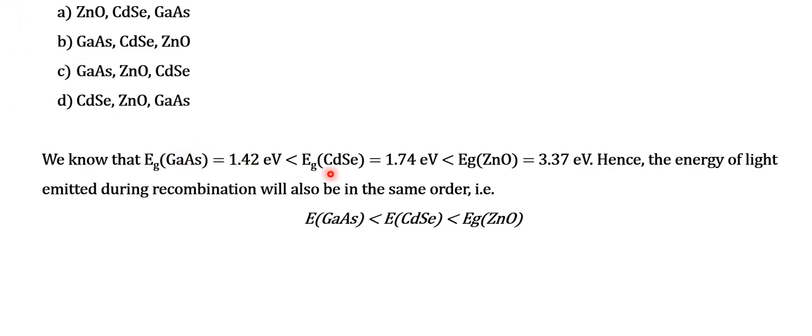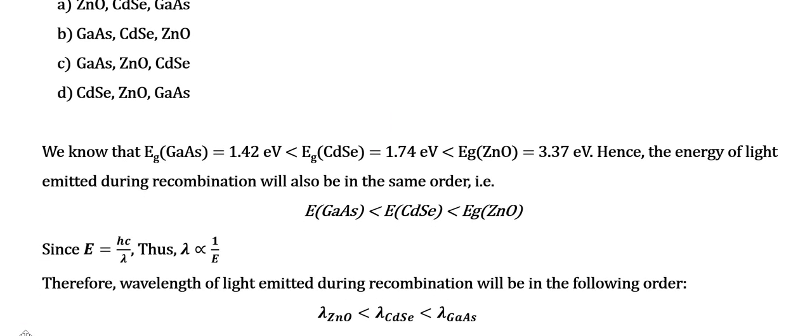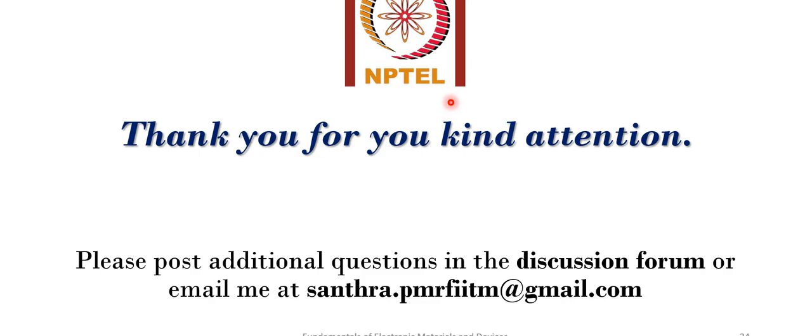So if you don't remember the actual values, please try to keep the order in mind. Gallium arsenide, cadmium selenide, zinc oxide. Zinc oxide will be maximum, gallium arsenide will be minimum. So is that clear? Yes, ma'am. So wavelength wise, it will be the reverse. Zinc oxide will be the least one and gallium arsenide will be the maximum. So whatever is there in Eg, it will become inverted when you write the lambda value. That is the only thing. Yeah. So that is all.